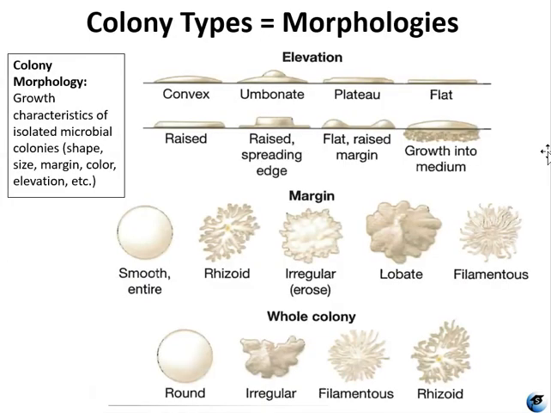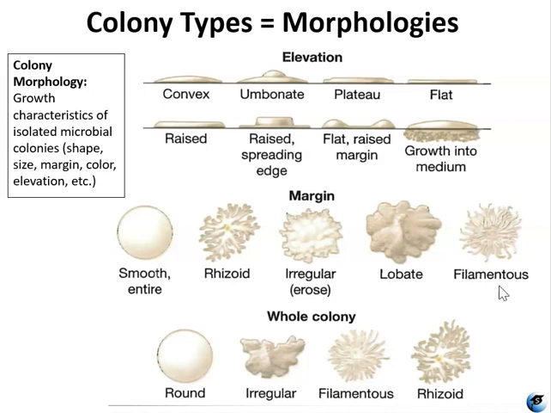Here are some terms that are used for describing colony types, also known as colony morphologies. So just a few here. We've got elevation, margin, whole colony, and then different terms to describe those. So when you have bacteria growing on a plate, you can see them with your naked eye, okay? You don't need a microscope. But what you're seeing are not cells. These are colonies. They're large aggregations of cells. And these types of observations, these colony morphology observations, are often the first step in species identification.